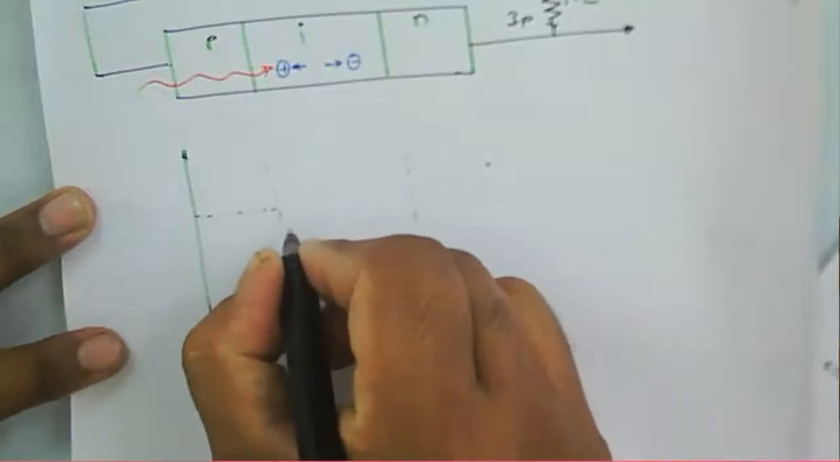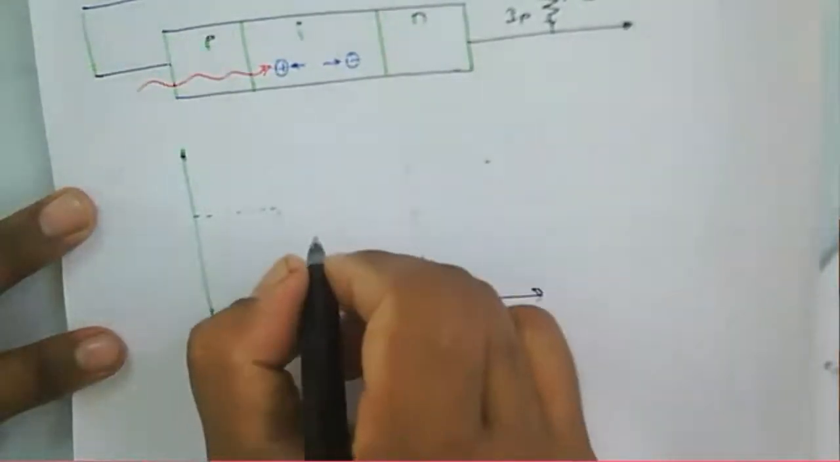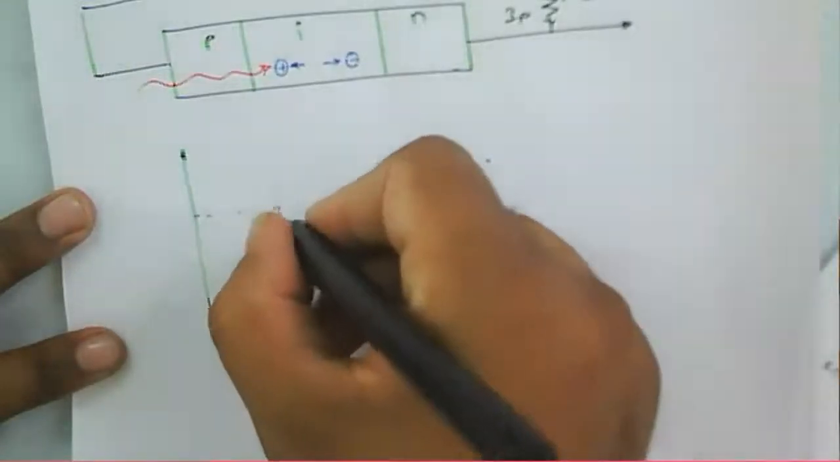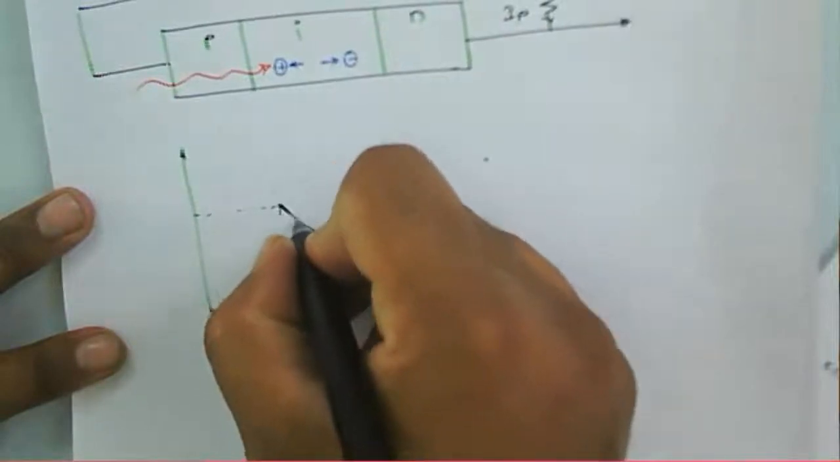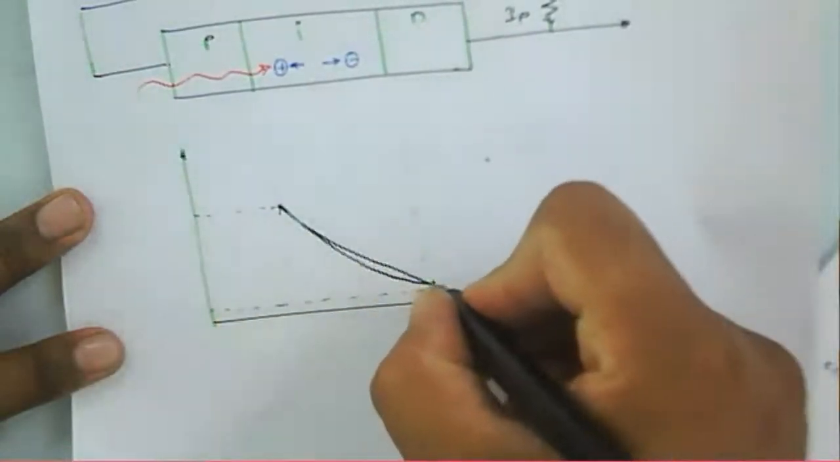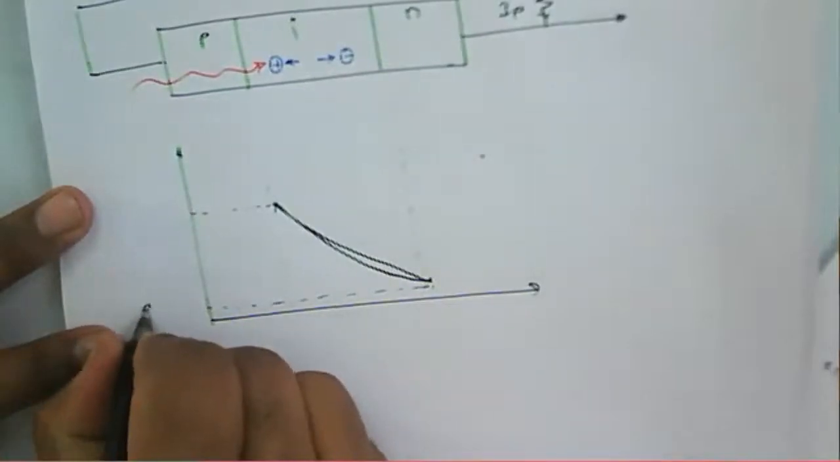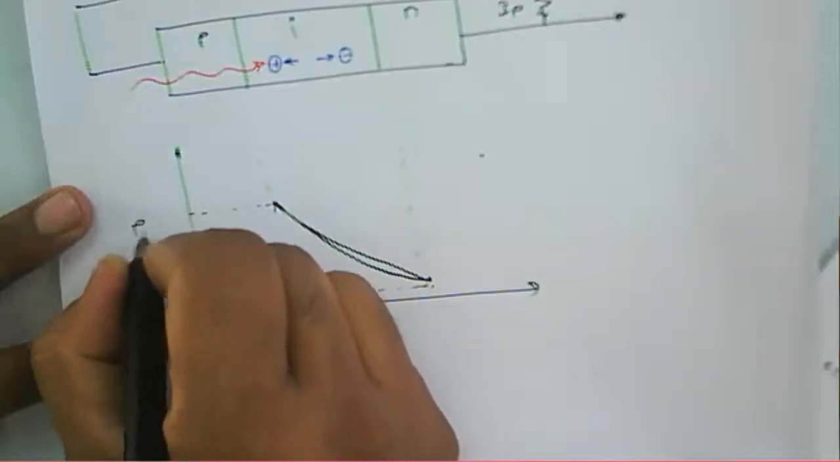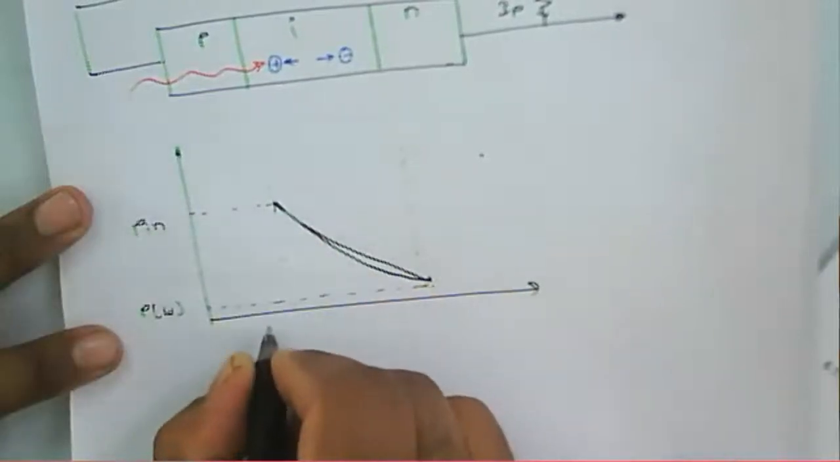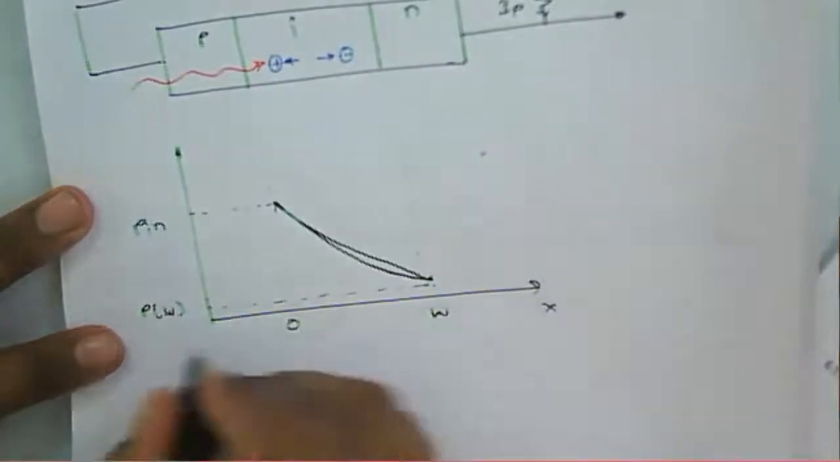Here we have the optical power, or the optical power decays exponentially. Here it looks like linear now, but it is exponential. It will decay exponentially there. This is about the power level of this diode. This is about zero, and this one about W, with respect to X.